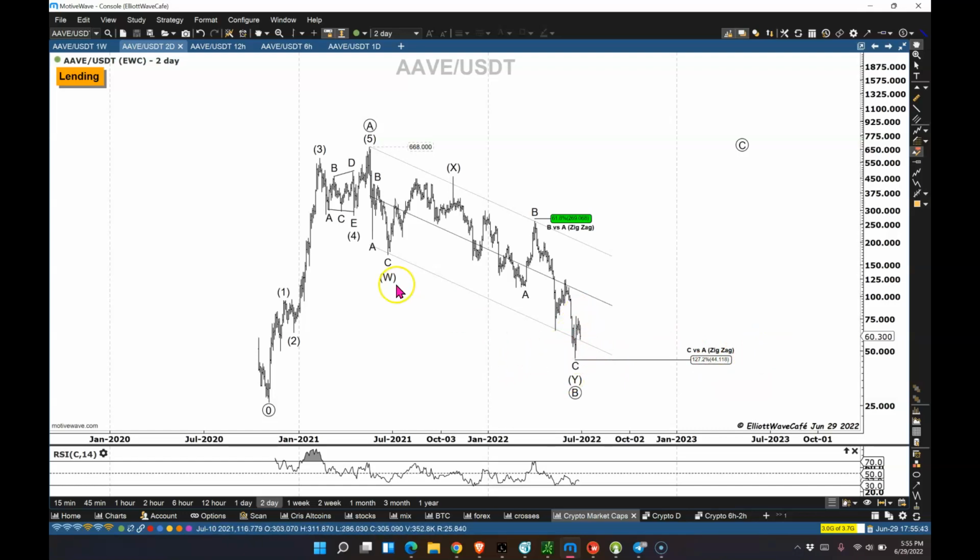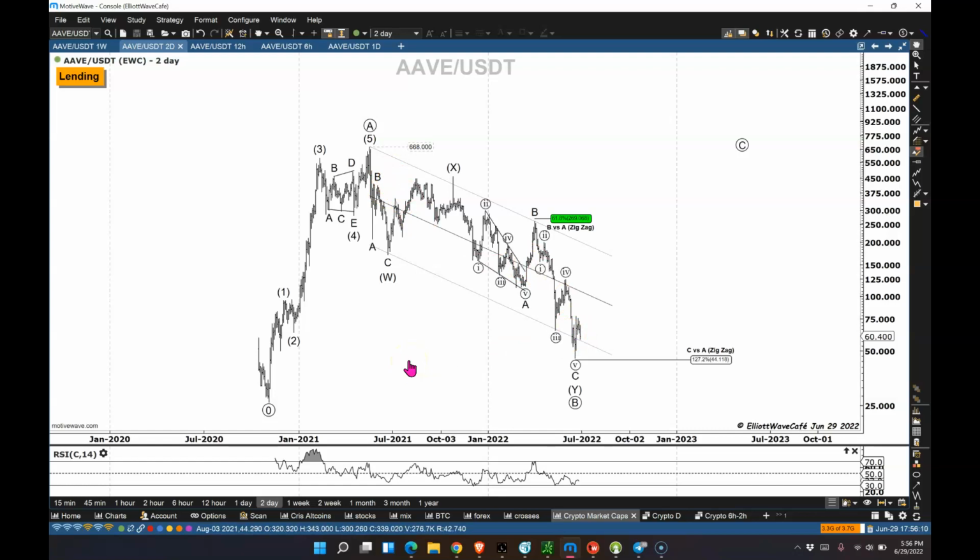What I've done in here as well, I have placed a corrective channel where I've connected the top of this wave W, the start of the wave W, up to the B wave from the wave Y that touches on the wave X as well. Project that from the wave W low, and that gives us kind of the lower boundary of this so-called corrective channel.